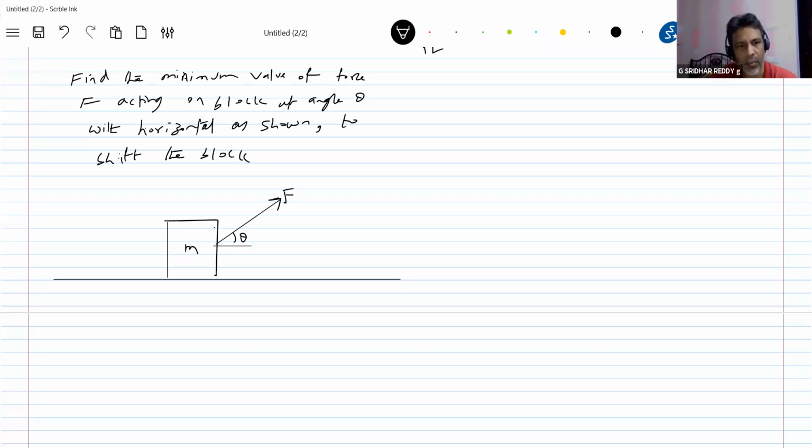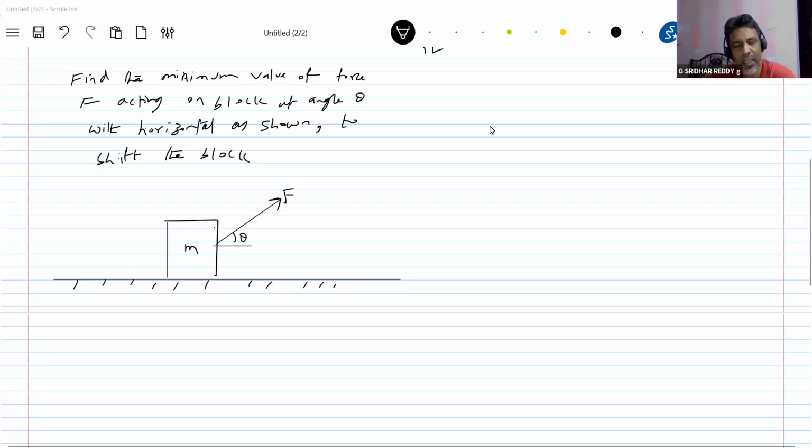This applied force so that the block will shift. So what is this? Is it a pull or a push force? It's needed in some applications. Why don't question the concept? In some applications it's needed. That's why we just have that information.